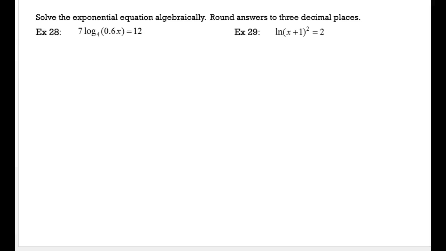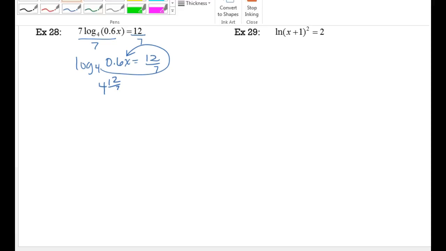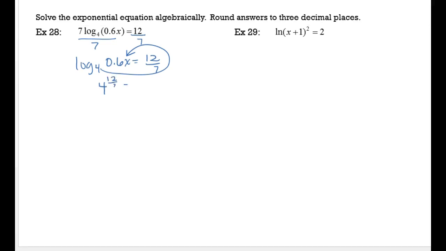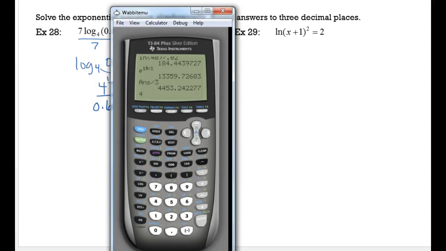Okay. A couple more. All right. Again, got to peel away the layers to get to the logarithm. So the first thing I want to do on this one is divide by 7. Okay. Then I would swirl this out. So it's 4 to the 12/7 power equals 0.6x. Divide both sides by 0.6. And x is going to equal 4 to the 12/7 divided by 0.6, which is about 17.9.